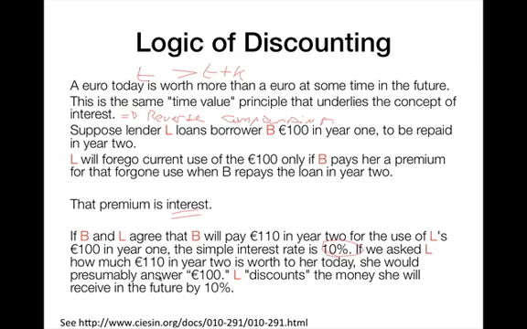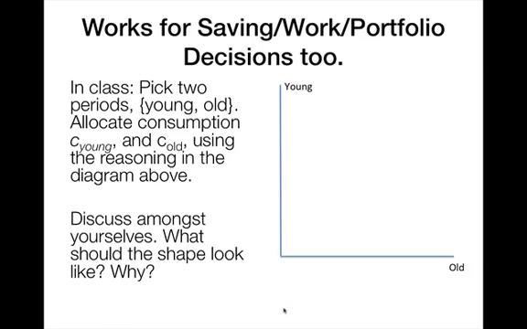Now, if we asked Larry how much 110 in year 2 is worth, at the end of the day, this lady called Larry will probably answer 100. In that sense, Larry discounts the money she's going to receive in the future by roughly 10%. And there's a really good discussion of this at this link. It's really interesting, and it's where the little example came from.